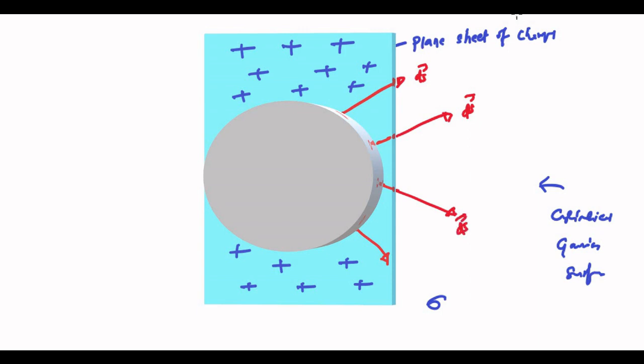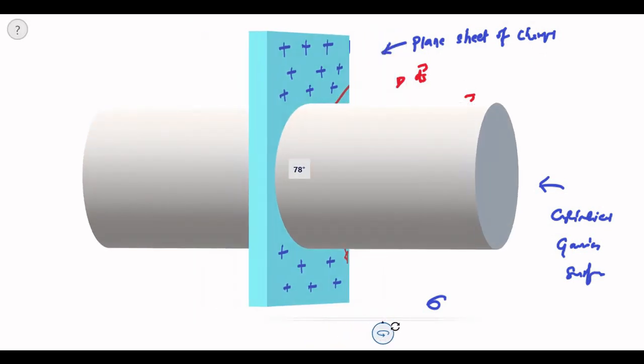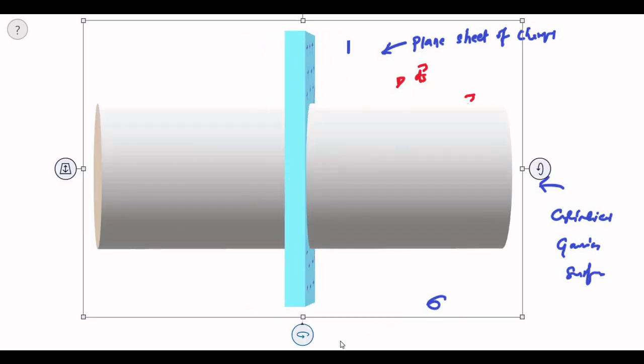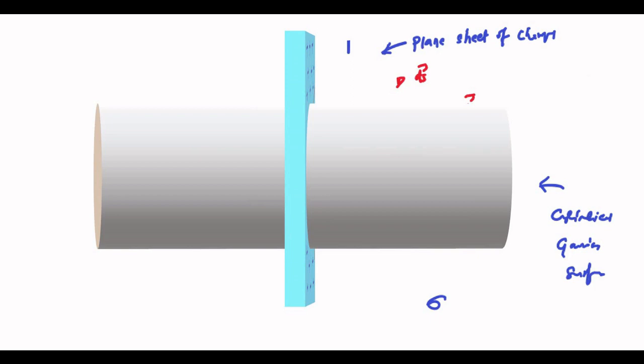But the electric field lines from this plane sheet of charge will either be, imagine as if the arrows are coming straight towards you from the screen, or going away from you on the other side of the plane sheet. Let me again rotate it and show it to you. So these are the area element vectors. The electric field lines will be like this, away from it, this side, or the other side.